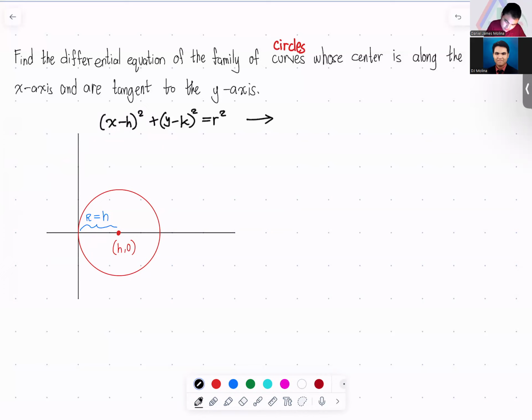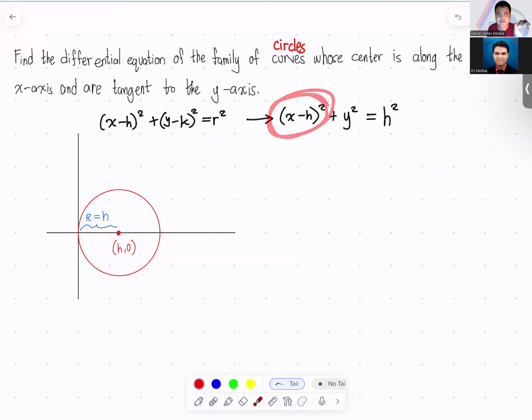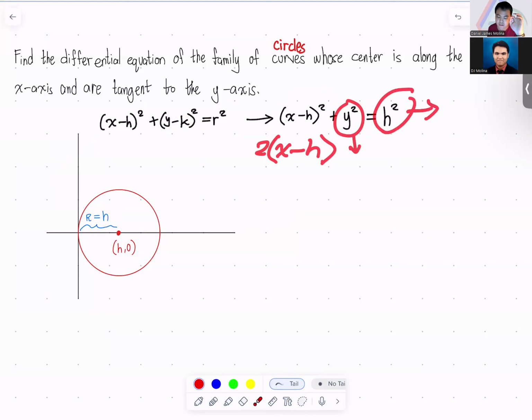Let's substitute. So we have here (x - h)^2. Then if we have 0 as the y-coordinate of the center, then that's simply y^2 equal to the square of the radius, which is h. That's h^2. All right. Now, forward thinking, if we differentiate this, it becomes 2 times (x - h). This will be another expression, and this will be 0, right?